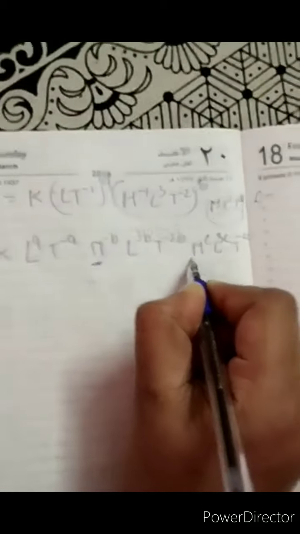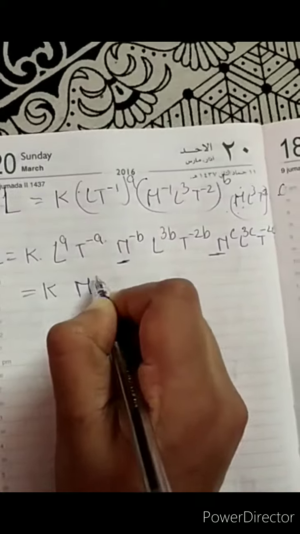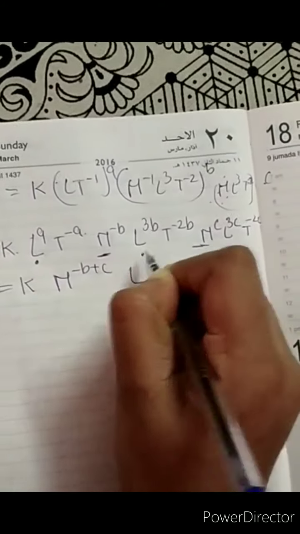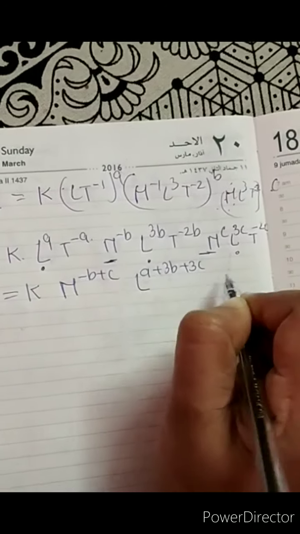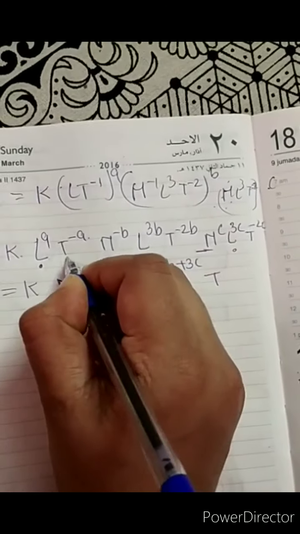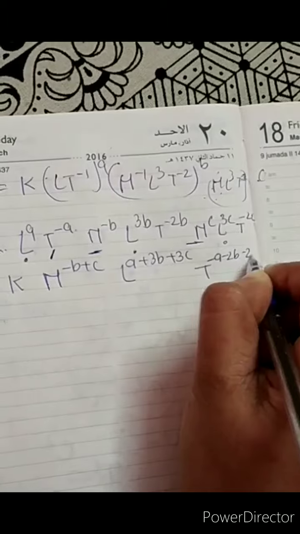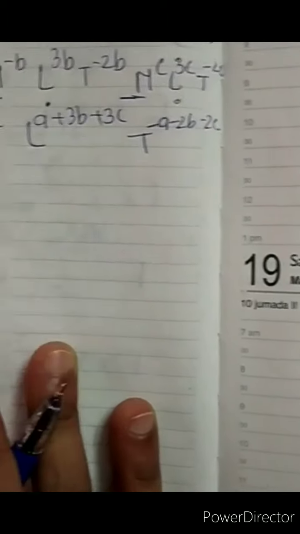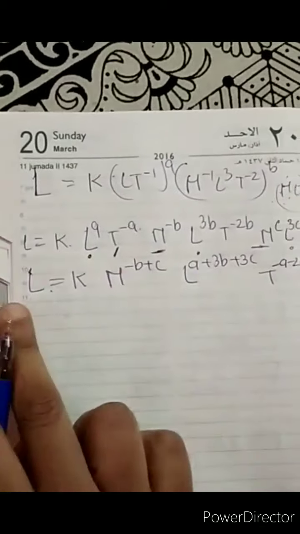Same base, power added. K is equal to M to the power minus B plus C. L to the power we have 3A, that is A plus 3B plus 3C. Fine. What about T? T is minus A minus 2B minus 2C. Fine. And there L. Now we have to compare LHS with RHS.